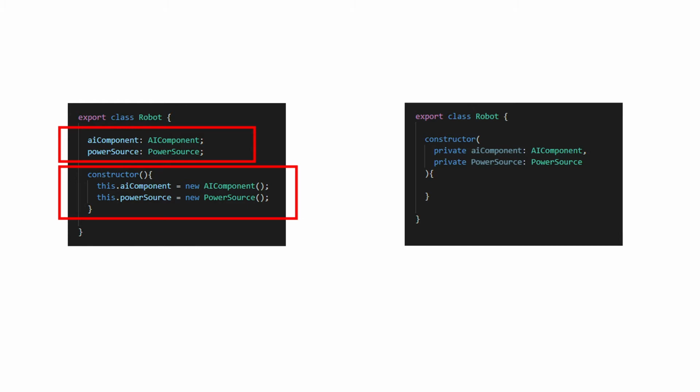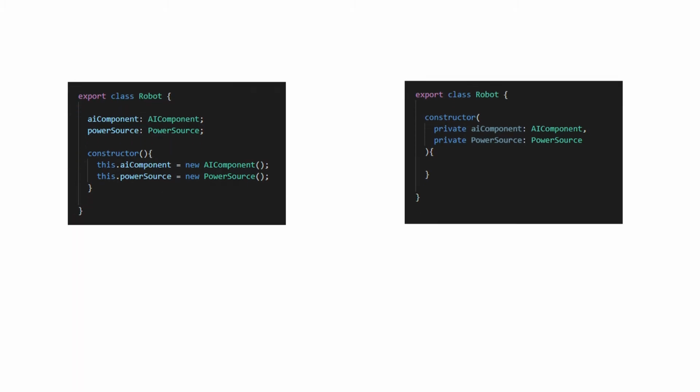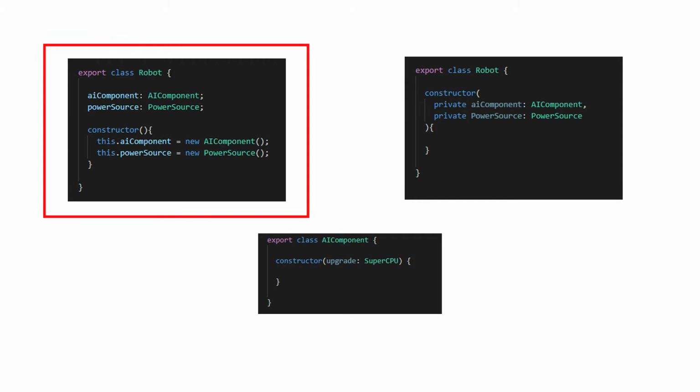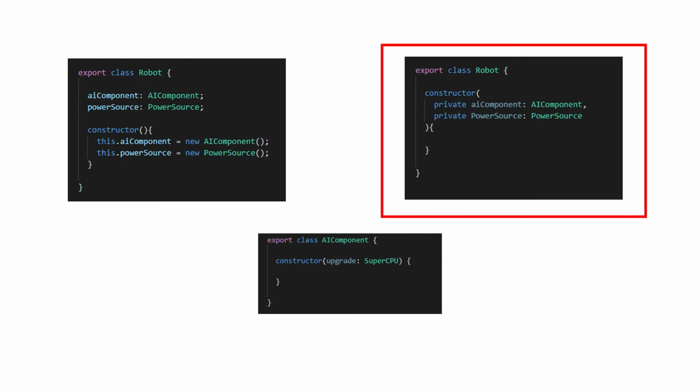The purpose of this is to have cleaner and more robust code. For instance, let's say that the AI component class has an upgrade and it will accept a new parameter. Without dependency injection, our old code will break because it requires a parameter. With dependency injection, the framework will handle that for us, and our code will remain the same.